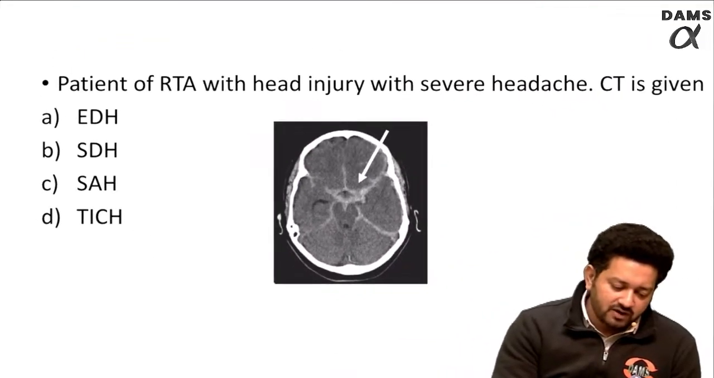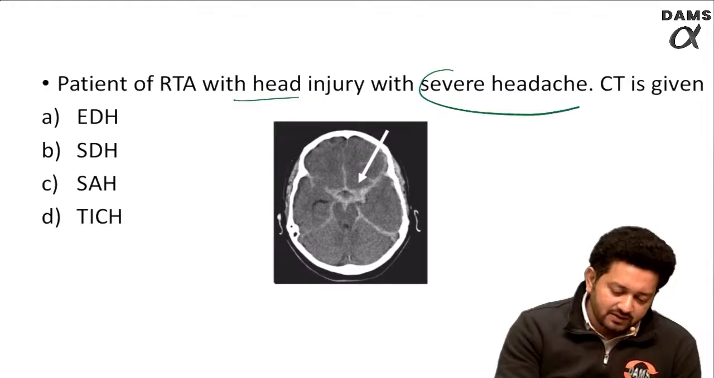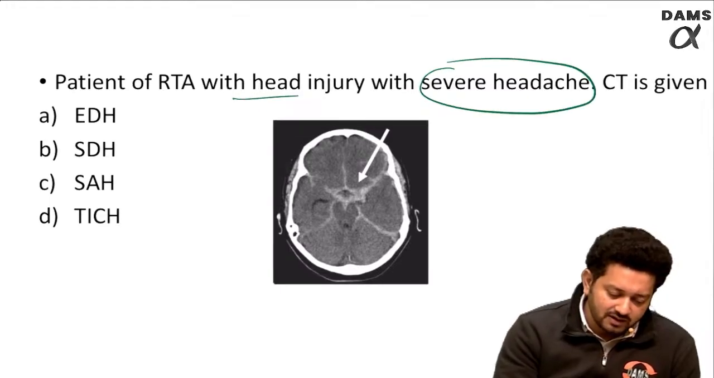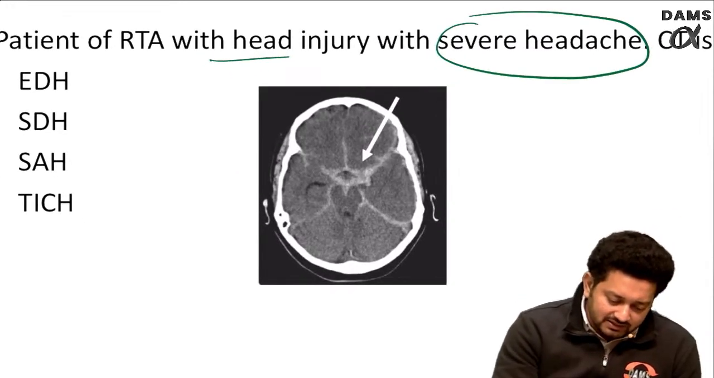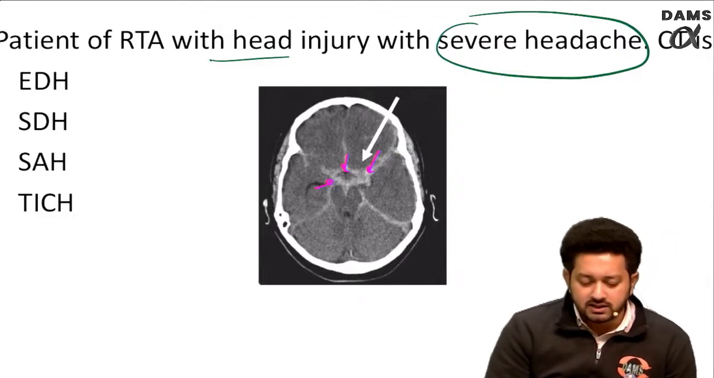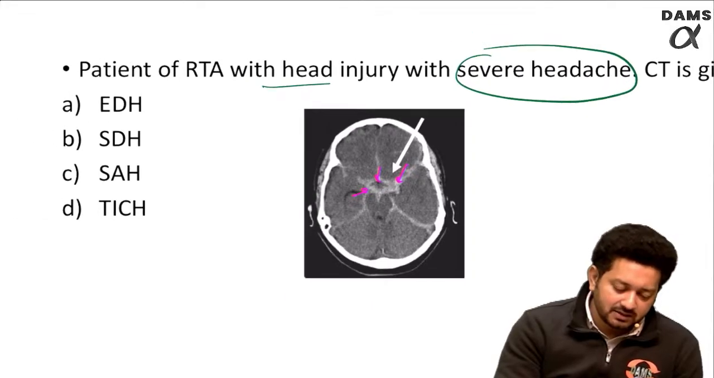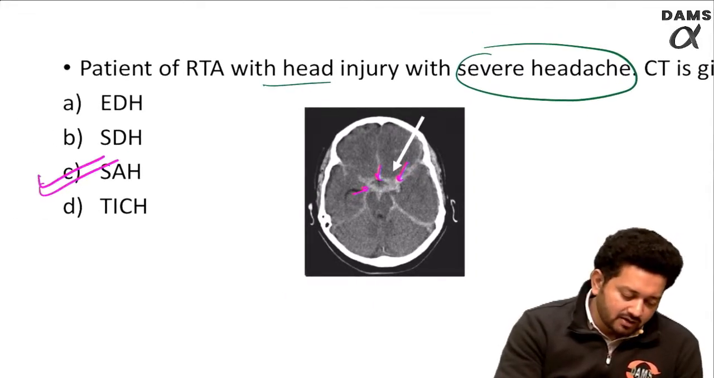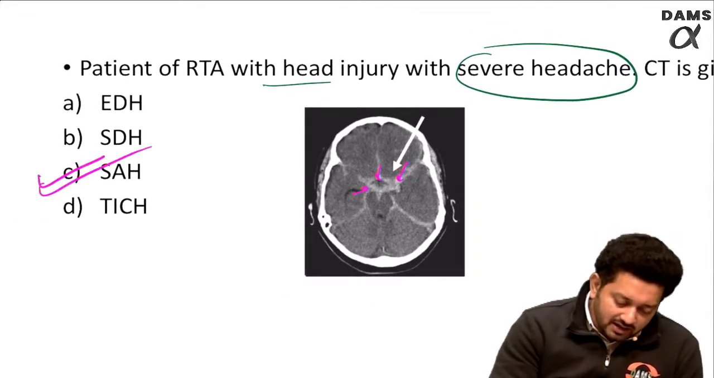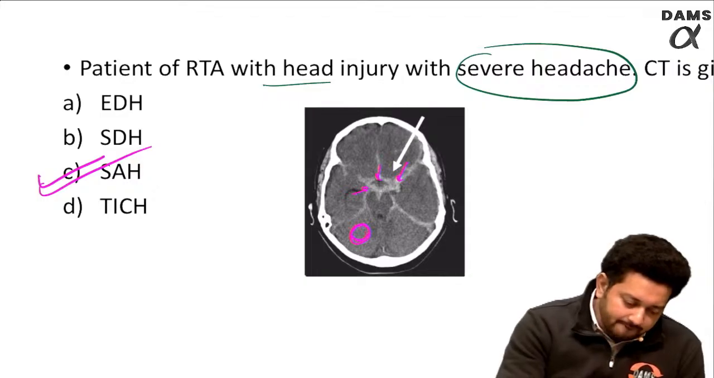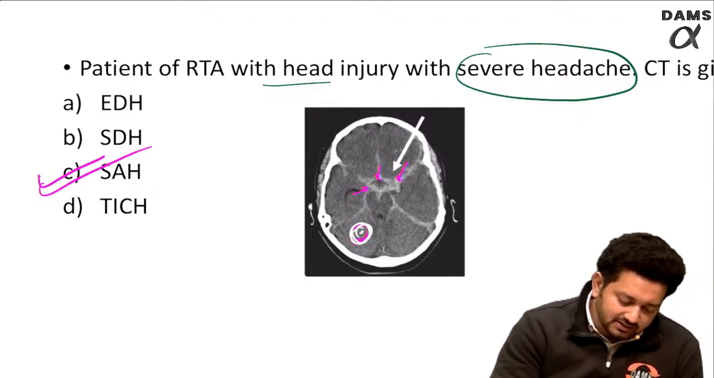Okay, patient of RTA with head injury with severe headache. CT was also given, and CT shows blood around the ventricle and in the sylvian fissure, and this is the typical feature of subarachnoid hemorrhage. In traumatic intracerebral hemorrhage, you will see the blood in this part. And this is what you see in traumatic intracerebral hemorrhage.